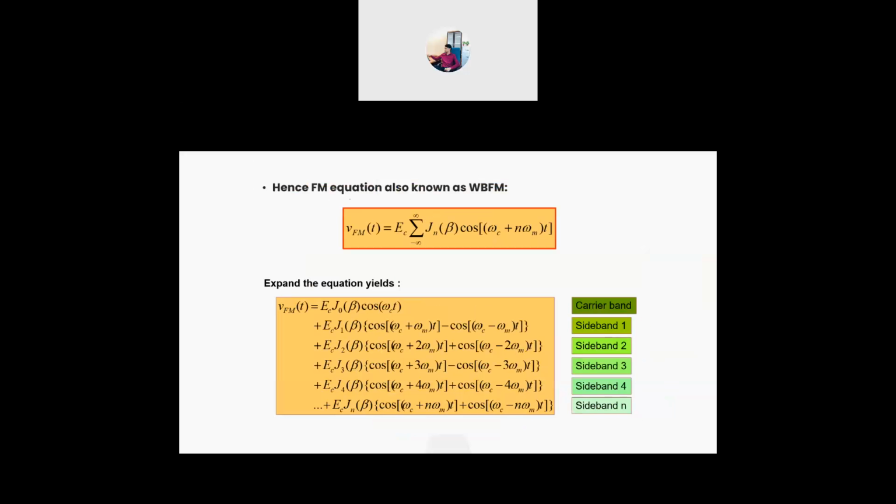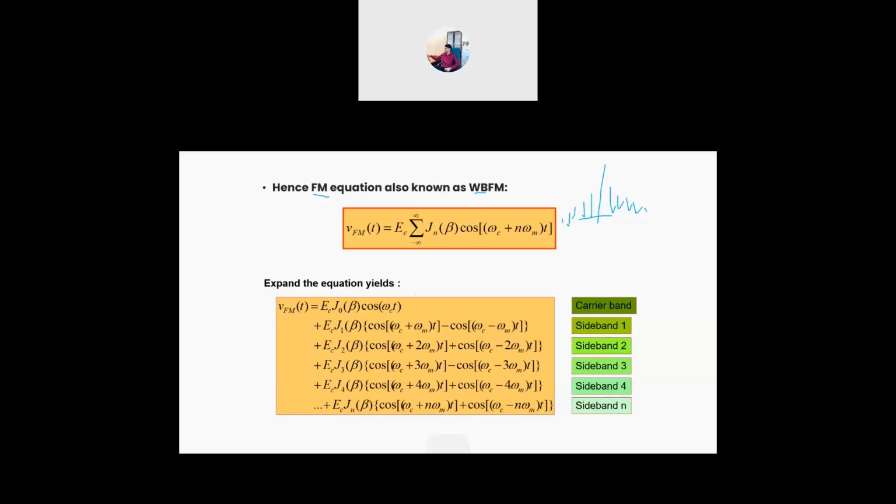So the FM equation, also known as wideband FM, will have more and more sidebands. You learned in signals and systems that this contributes to more sidebands. Expanding the equation will yield endless terms, because the sum runs from negative infinity to infinity, but we can define a limit, for example negative 5 to 5, negative 6 to 6, and so on.